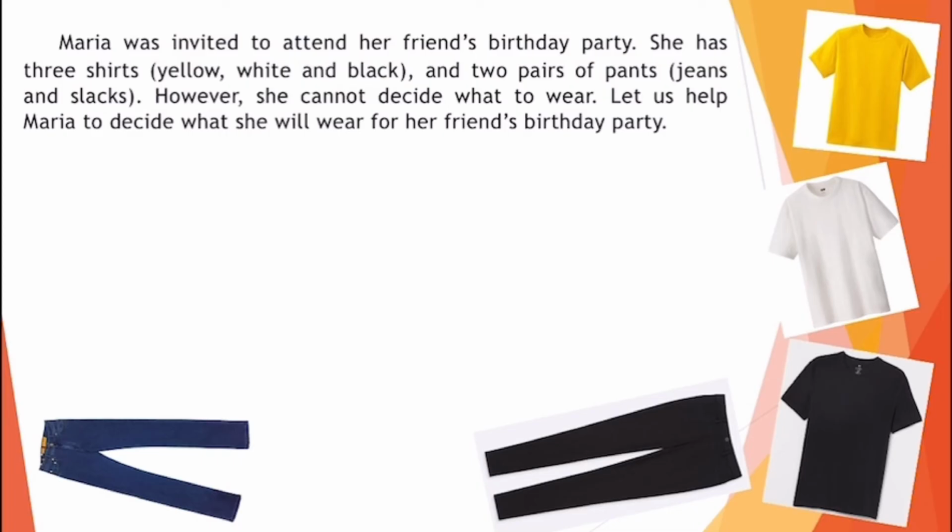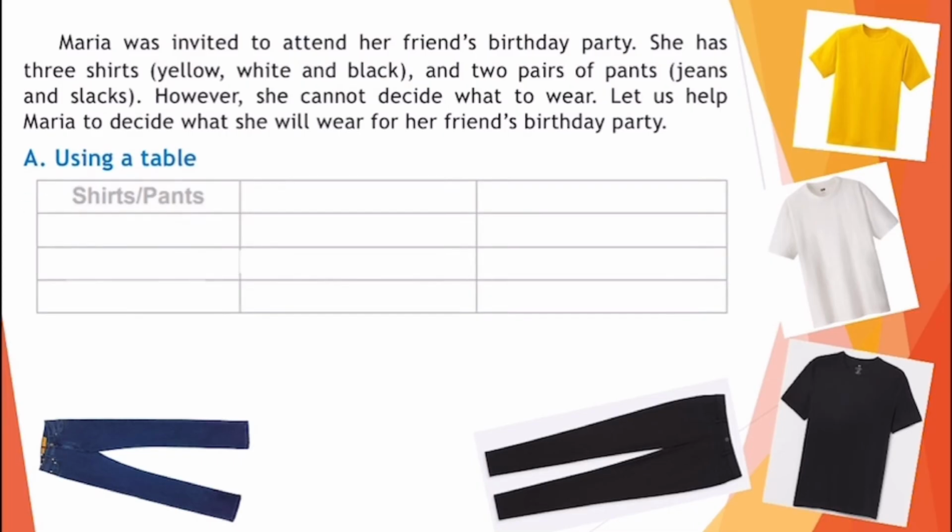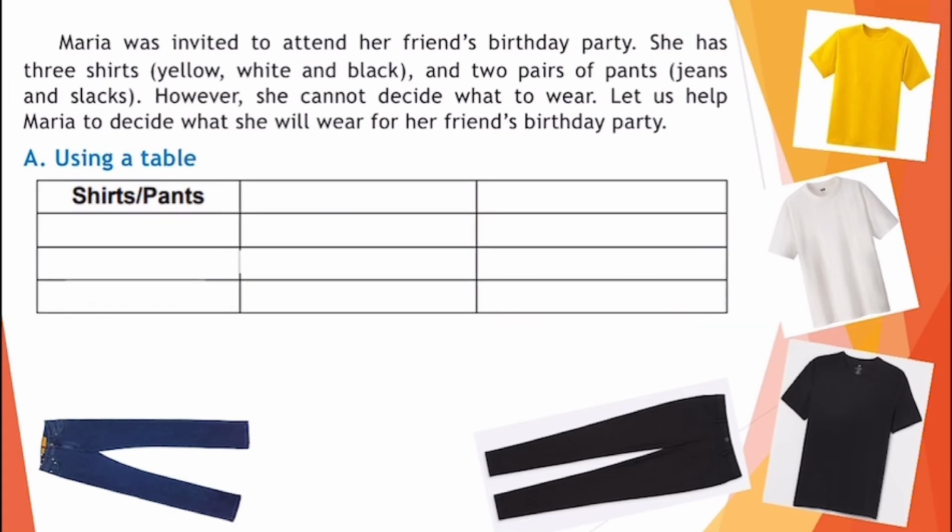Now, let's use first the first method, which is using a table. For this, I use 3 rows to represent the 3 shirts and 2 columns to represent the 2 pants. For our shirts, we have yellow shirt, white shirt, and black shirt. And the 2 columns represent the 2 pants, which are the jeans and slacks. So now let's fill the table.